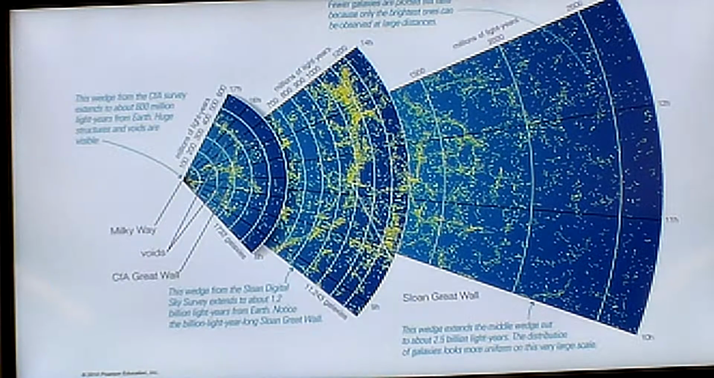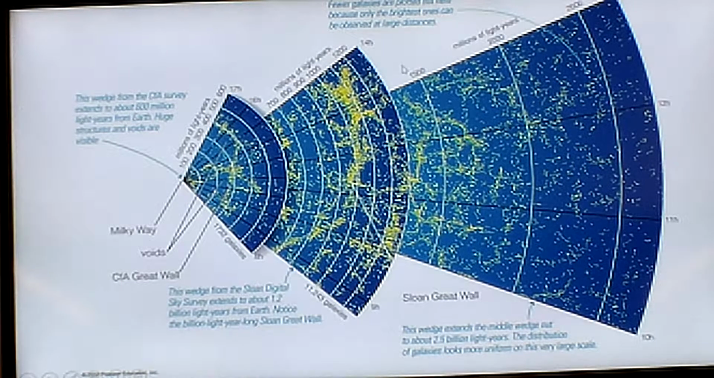But here's a different picture. Here is the Milky Way over here, and this arc goes out to 600 million light years. Every dot here is a galaxy. You can see areas like right there where there's nothing, but here is a whole bunch of galaxies all together. And then here's another wedge farther out. This goes out to 1.2 billion light years.